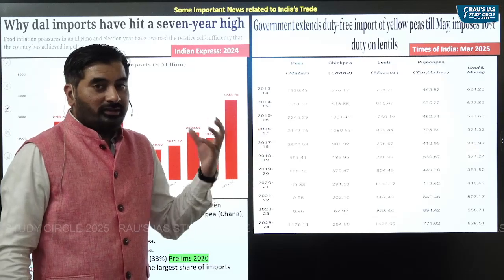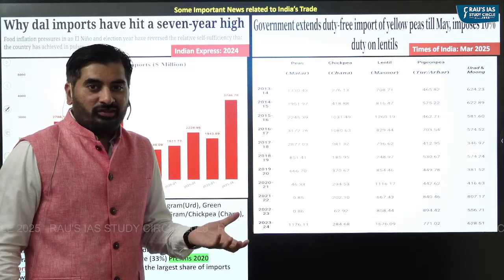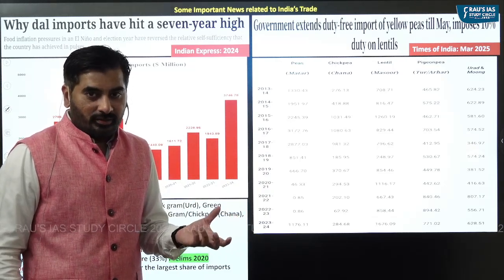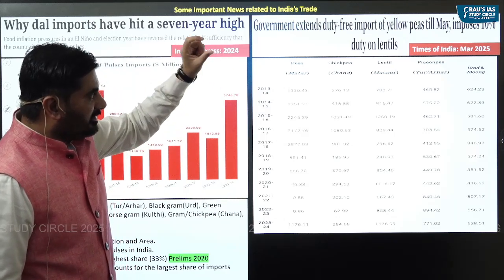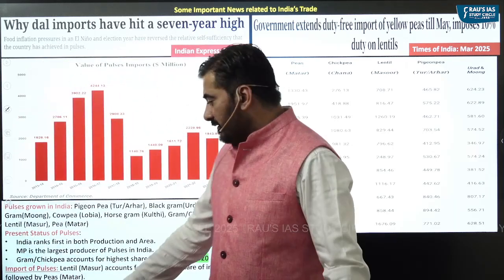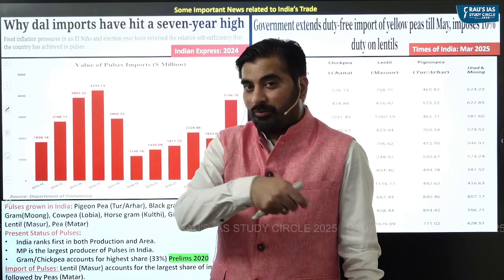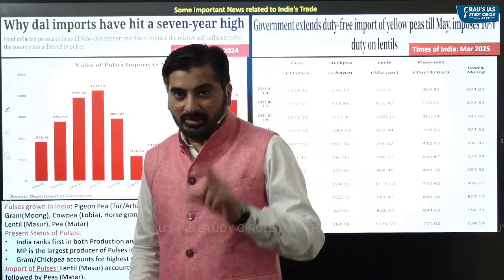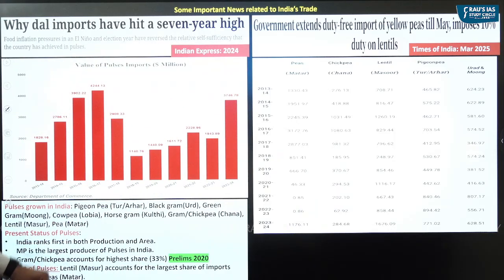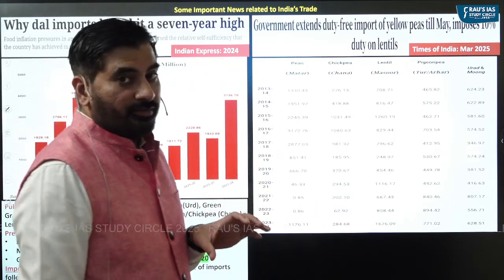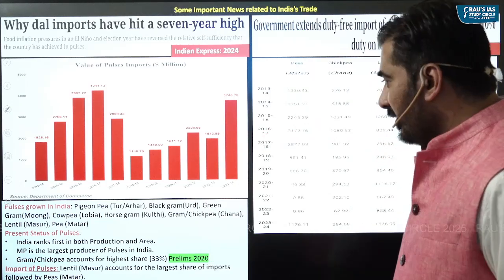So you can see here that generally one would think that because we are facing a shortage of pulses in India, we should not be imposing customs duty on import of pulses. But you can very well read the heading here. India imposes 10% duty on lentils, which is masoor dal. Even though we are importing masoor dal the most, actually we are imposing customs duty. On the other hand, when it comes to import of yellow peas, that is matar, there is no customs duty. Why is it important? Let me show you a previous year question. You'll get to know about it.